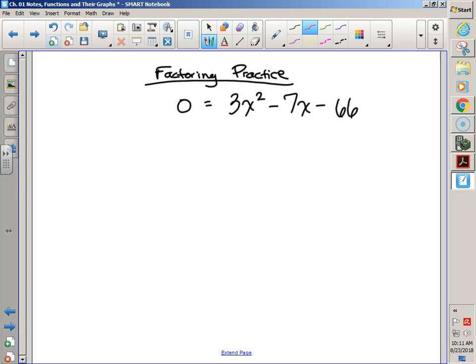So some of you like doing the method where you multiply a times c. If you multiply a times c, you're going to put that in the top. You're going to have your middle b down. And you're looking for what two numbers multiply to be the top and add to be the bottom. So a times c, what did you guys get? Negative 198? Adding to be negative 7.